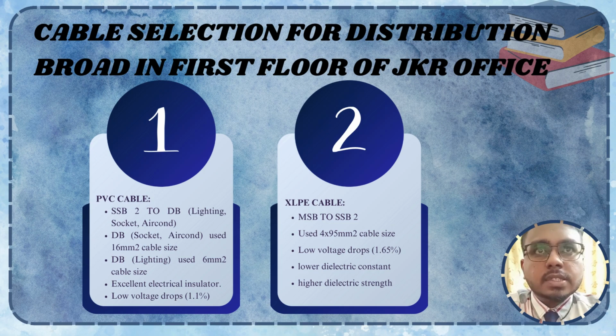Additionally, PVC has self-extinguishing qualities that prevent malfunction and increase overall installation safety. The voltage drop of this cable is very low, which is 1.1% for a total of 3 DBs, which are lighting, aircon and socket. We decided to use XLPE over PVC cable, with 4 times 95 mm² conduit cable from MSB to SSB2. Comparing this cable to other cables, the voltage drop is only 1.65%.